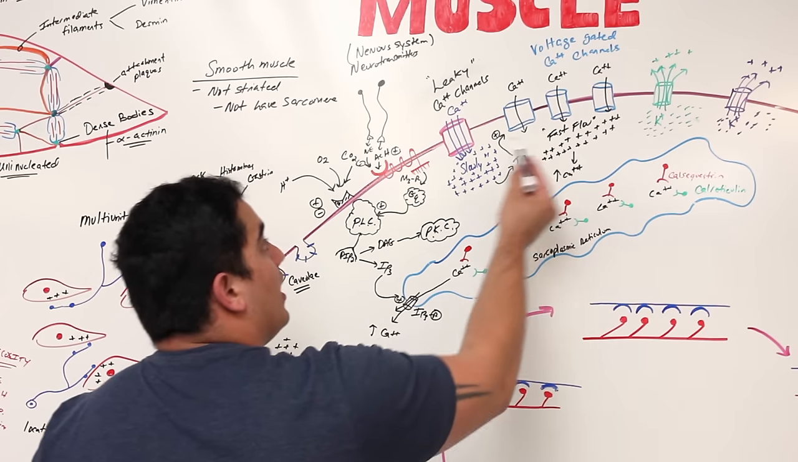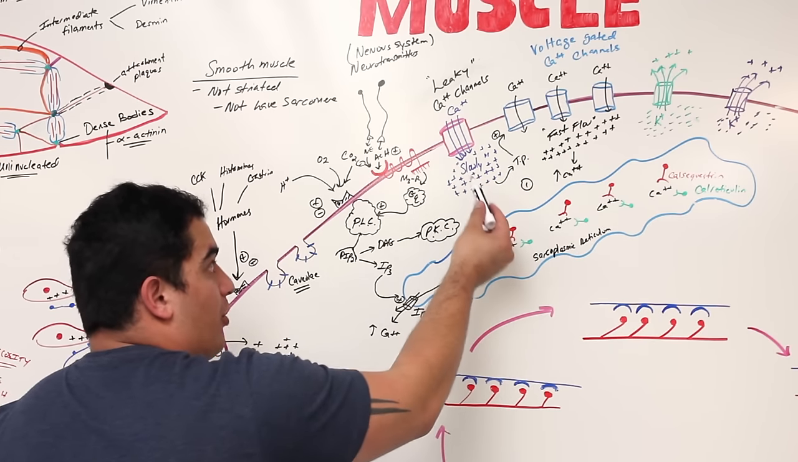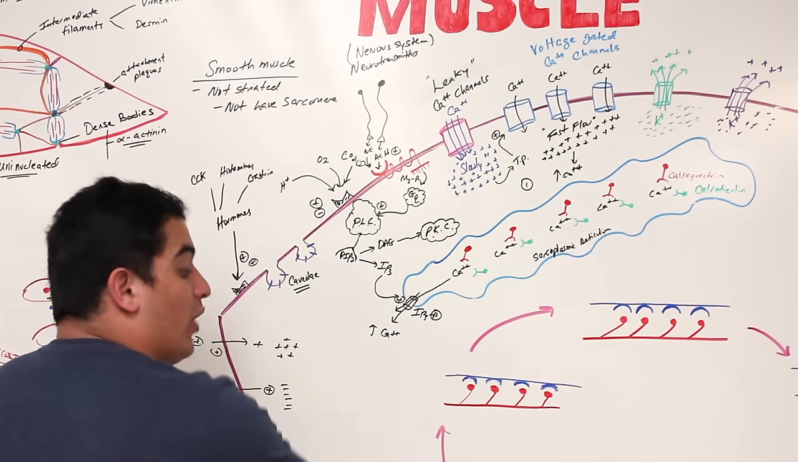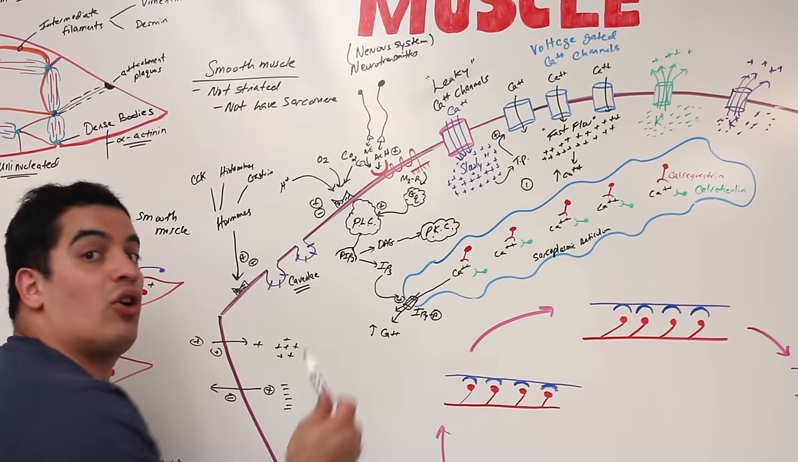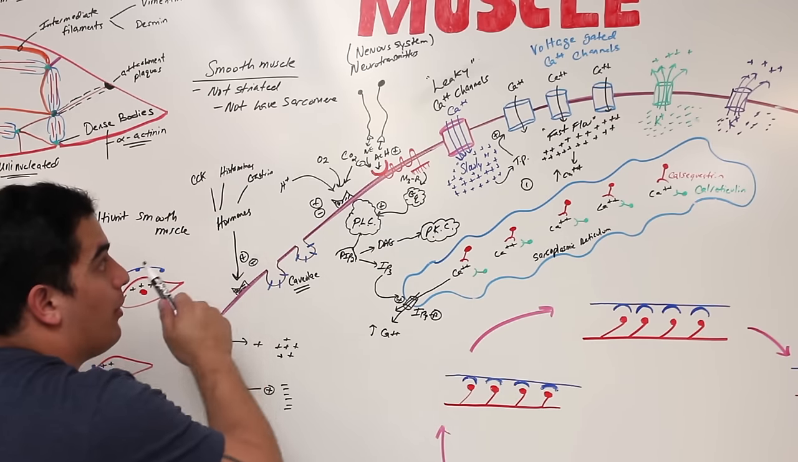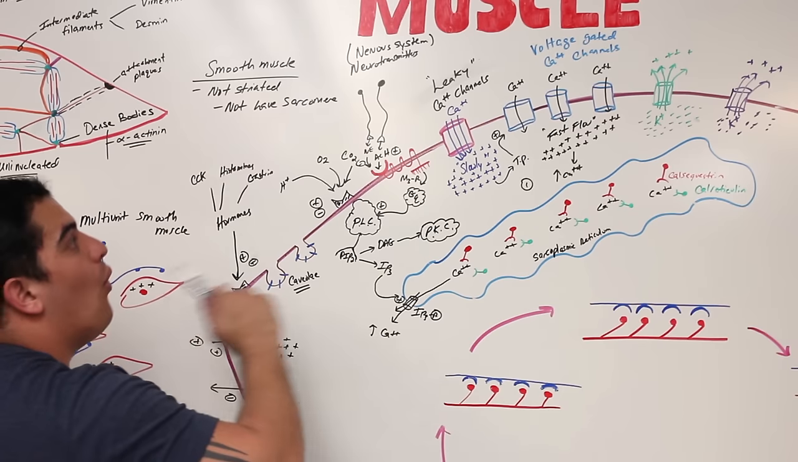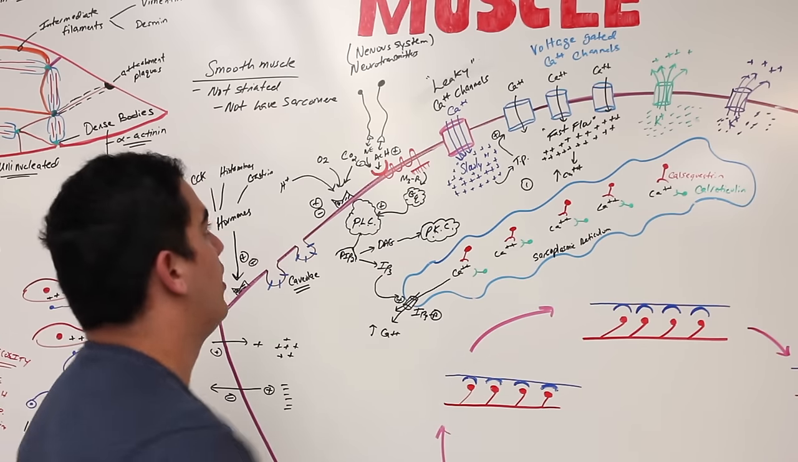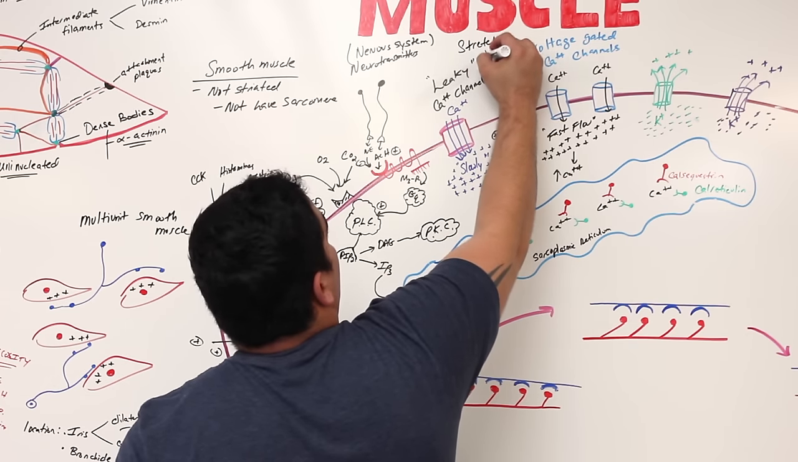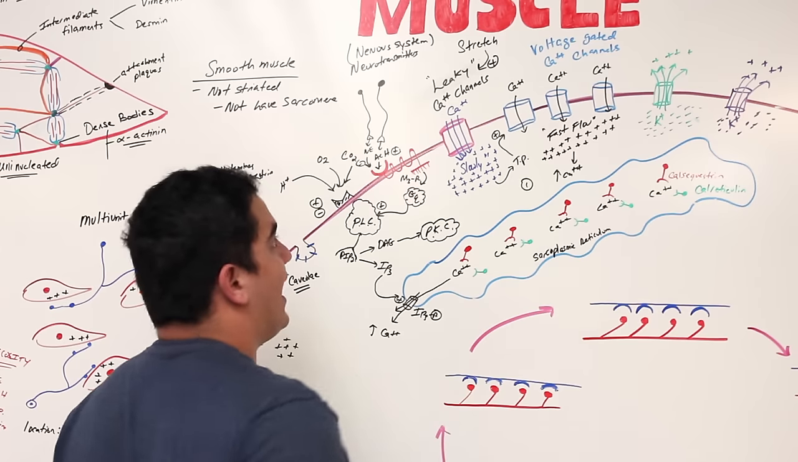What could open these? These leaky calcium channels could maybe hit threshold potential, or we could have other things influencing and bringing these slow waves above threshold potential. Like what? Like hormones, like certain chemicals, like neurotransmitters, or a big, big one. This is huge. Stretch. Stretch also stimulates these leaky calcium channels.